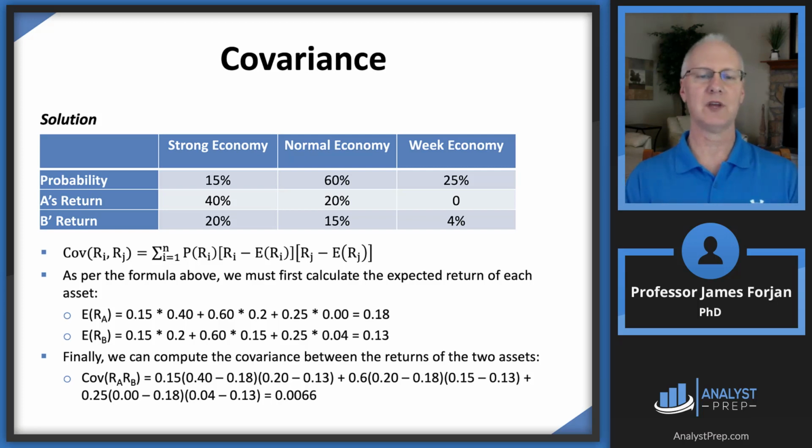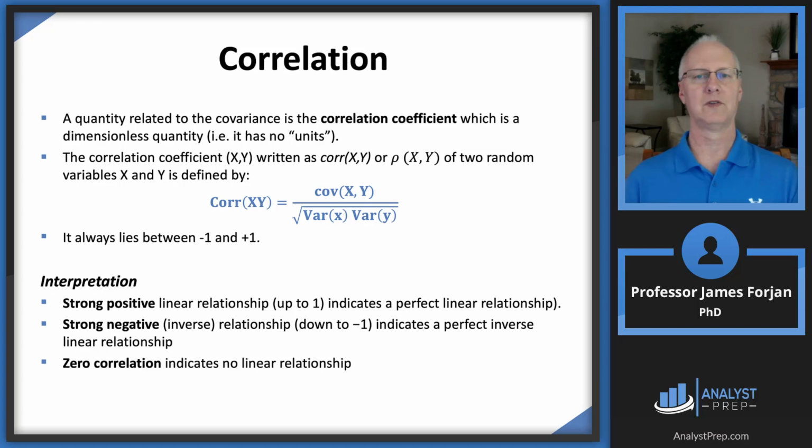So you get the sense here that covariance is probability weighted again, but what we're interested in determining is how far away from the mean is each return. And we sum all that and we get 0.0066. And I'm glad we stopped there because I didn't want to put 00666, because that's the sign of bad things in an old horror movie.